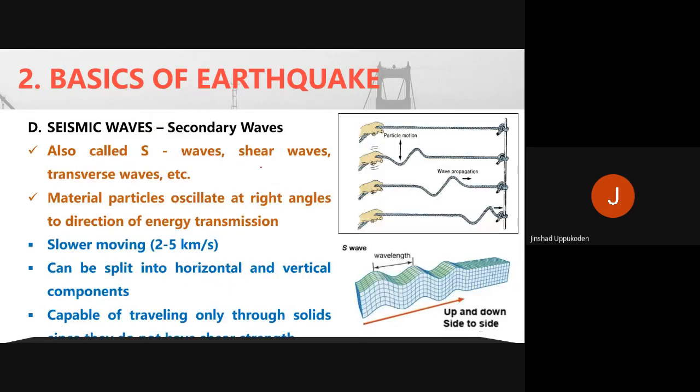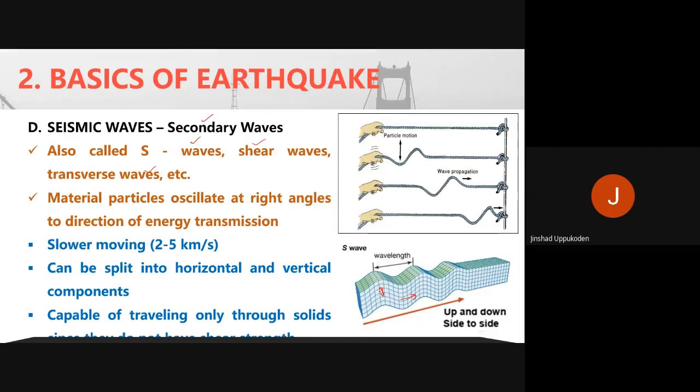The second wave is the secondary wave, also called S waves, shear waves, or transverse waves. It is like the ripples formed on the surface of water. Here the material particles oscillate perpendicular to the direction of the wave.